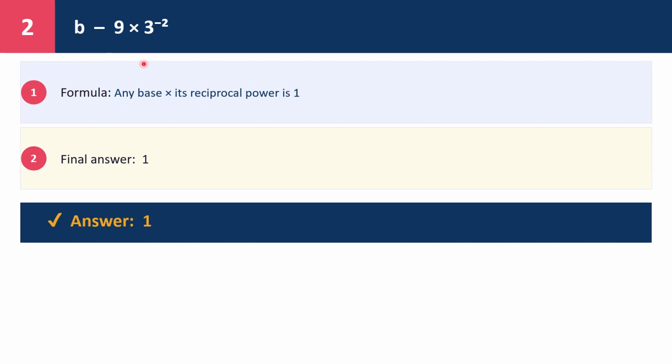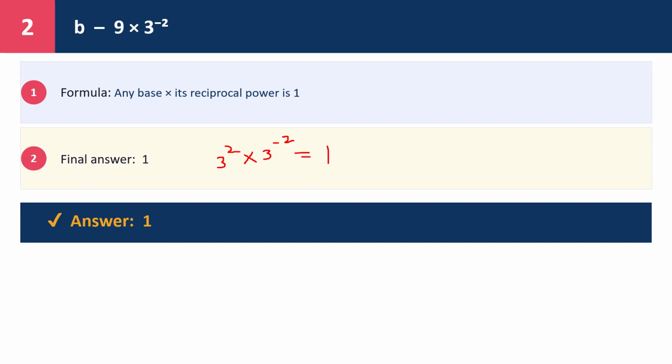Second B sum, that is 9 into 3 power minus 2. Again I'm using the formula: any base into its reciprocal gives 1. So what is our base? That is 9. How can we write 9? That is 3 power square, right? Now what is the reciprocal of 3 square? That is 3 power minus 2. So any base into its reciprocal gives what? It's 1.